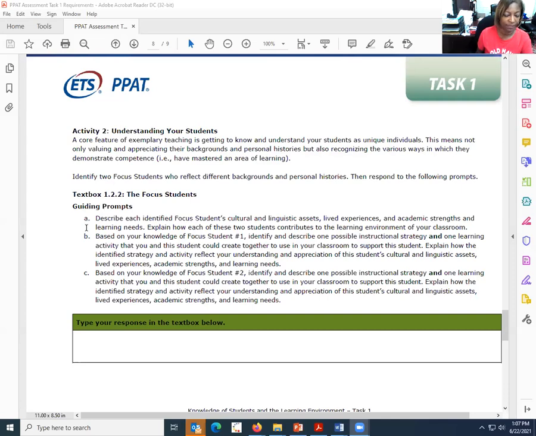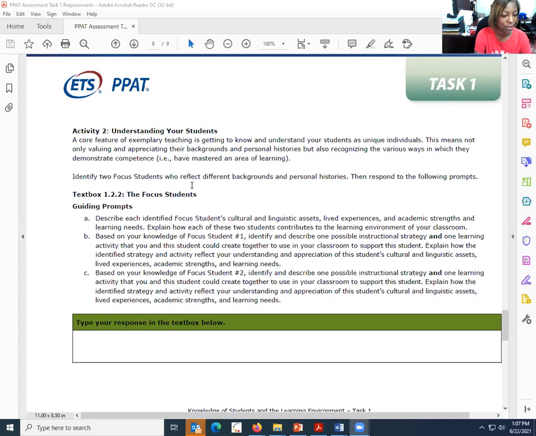Guiding prompt A, it says, describe each identified focused student's cultural and linguistic assets, their lived experiences and academic strengths and learning needs. Explain how each of these two students contributes to the learning environment of your classroom.